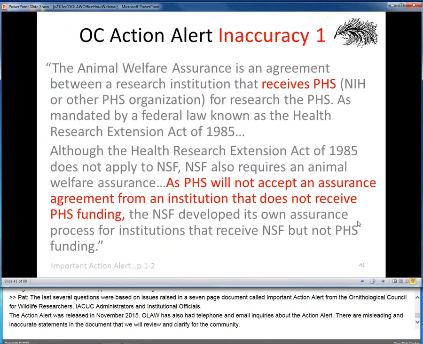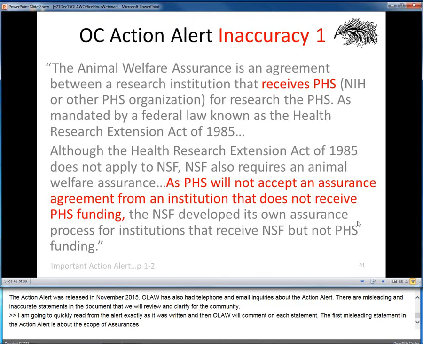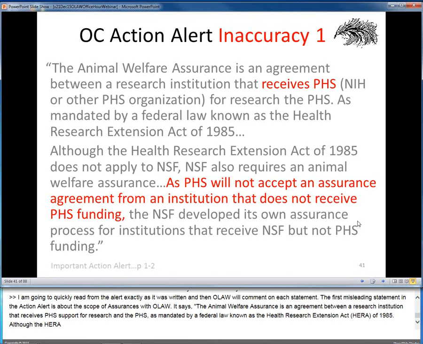I'm going to quickly read from the alert exactly as it was written, and then OLAW will comment on each statement. The first misleading statement in the action alert is about the scope of assurances with OLAW. It says, the Animal Welfare Assurance is an agreement between a research institution that receives PHS support for research and the PHS, as mandated by the federal law known as the Health Research Extension Act, HREA, of 1985. Although the HREA does not apply to the NSF, NSF also requires an assurance.